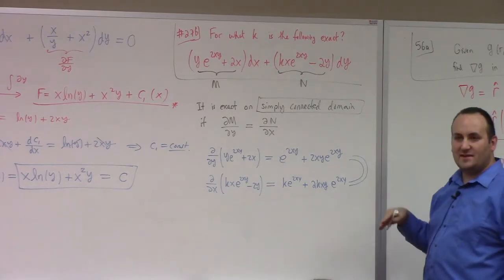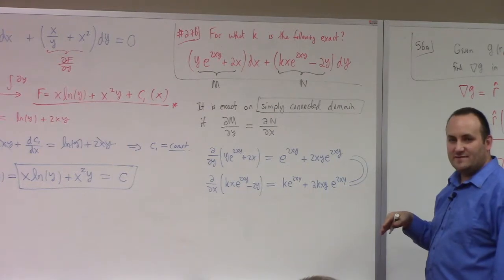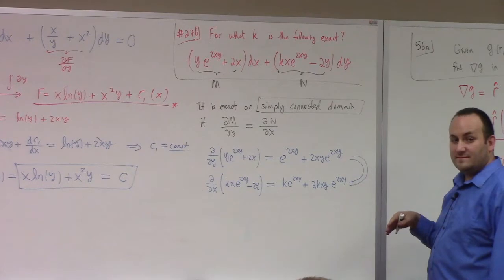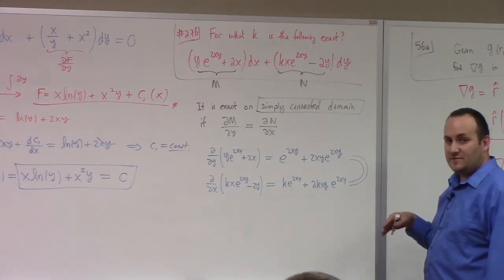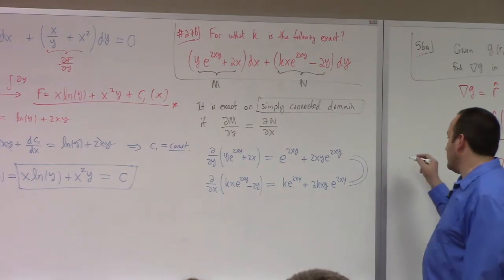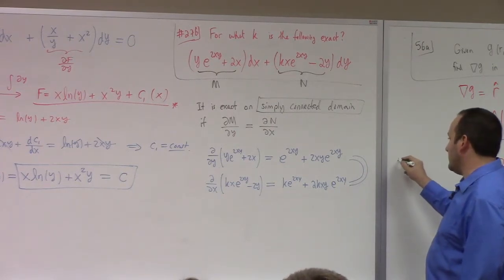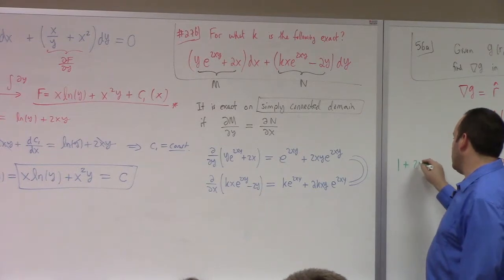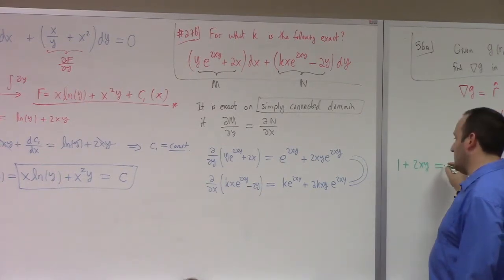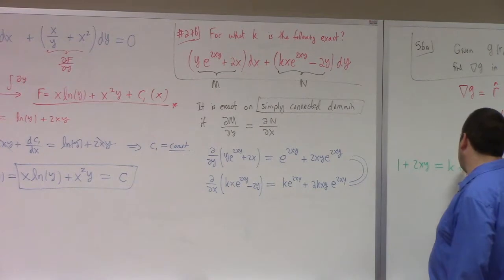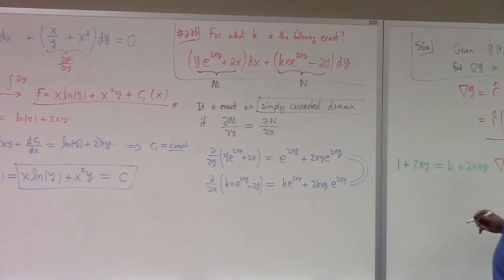First of all, I'm going to divide the equation by the exponential. Why is that safe? Yes, exponential is never 0, which means dividing by it is a safe move. So if I divide by the exponential, I'm left with the equation 1 plus 2xy is equal to k plus 2kxy. Now, this has to be true.